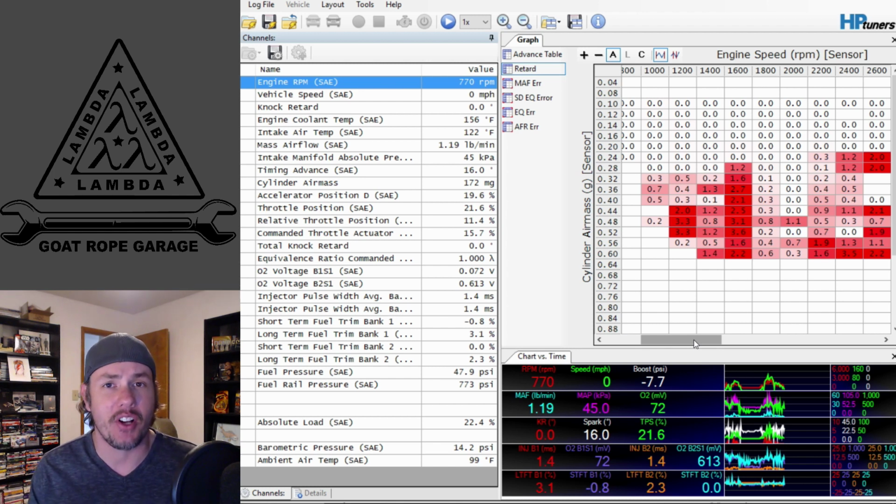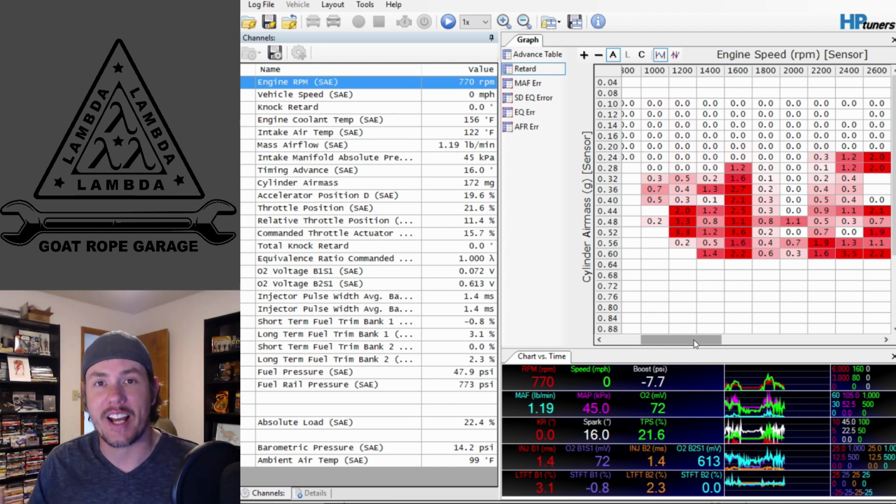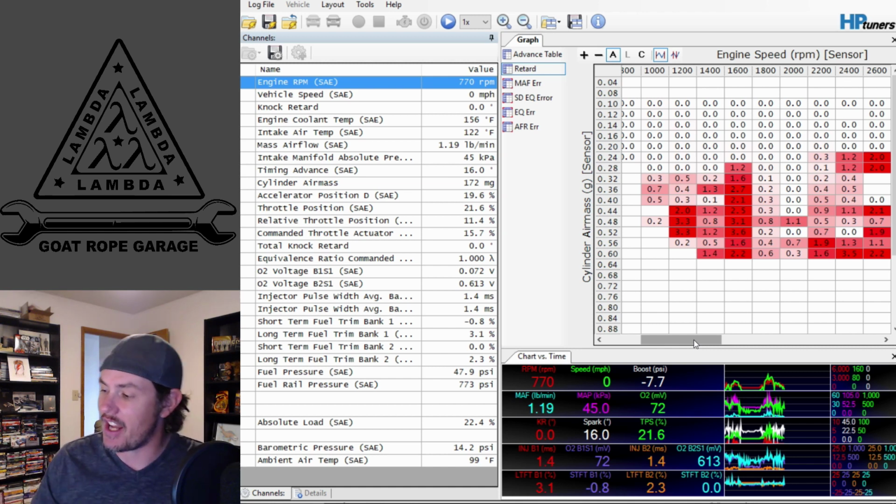This is another good example of how running 93 octane will actually net you more power, because your vehicle, at least the modern ones, will be running more timing. You're going to pick more power up just by running 93 octane because you're going to stay out of the low octane table.